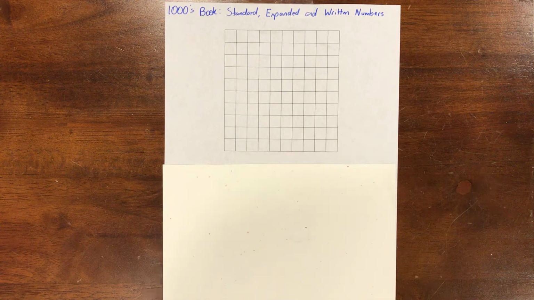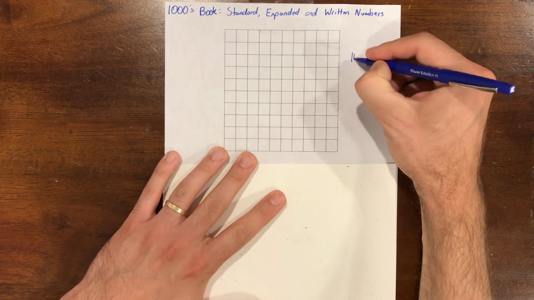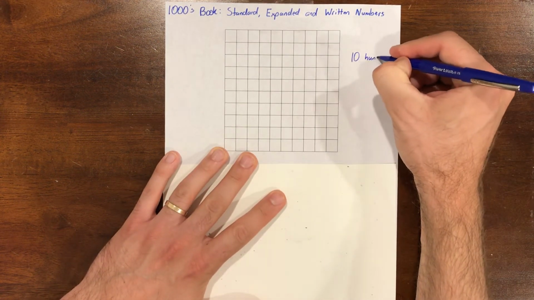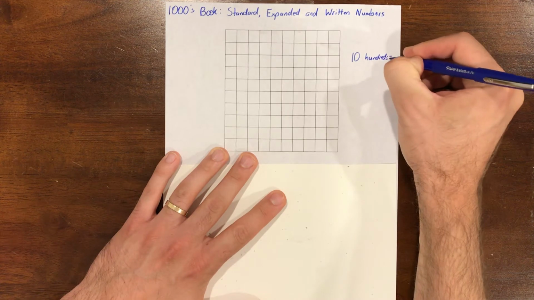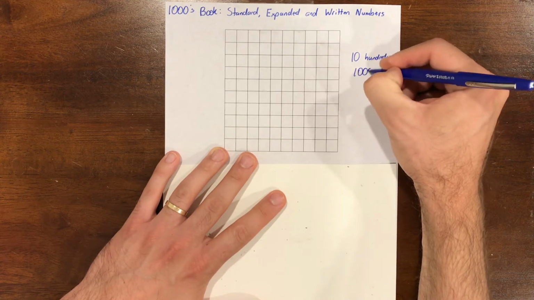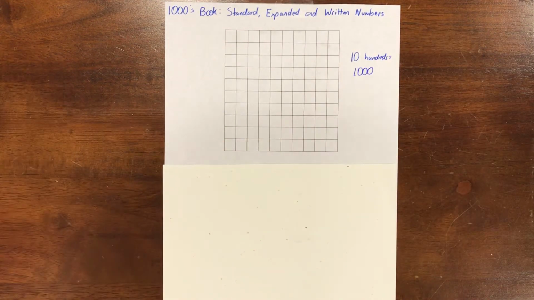So, how many hundreds grids would it take Keyshawn to make 1,000? How do you know? Say it out loud. Right. He would need 10 hundreds grids to make 1,000 because there are 10 hundreds in 1,000.